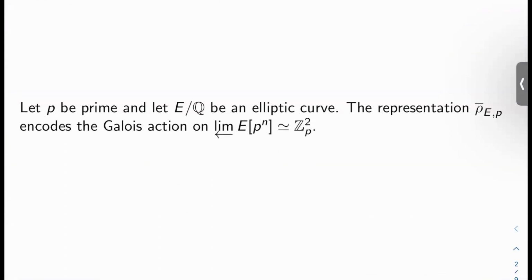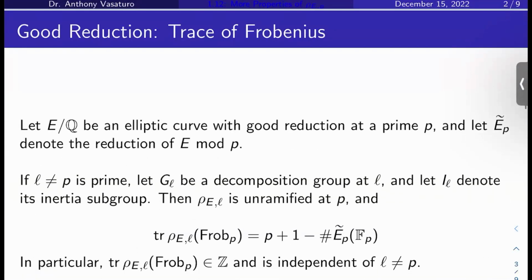What's the setup? P is a prime, E over Q is an elliptic curve. The representation rho E,P, this bar shouldn't be here, remember, encodes the Galois action on the inverse limit over n of the p to the n torsion of E. This inverse limit is isomorphic to Z_p squared, where Z_p is the p-adic integers. So here's the first property.